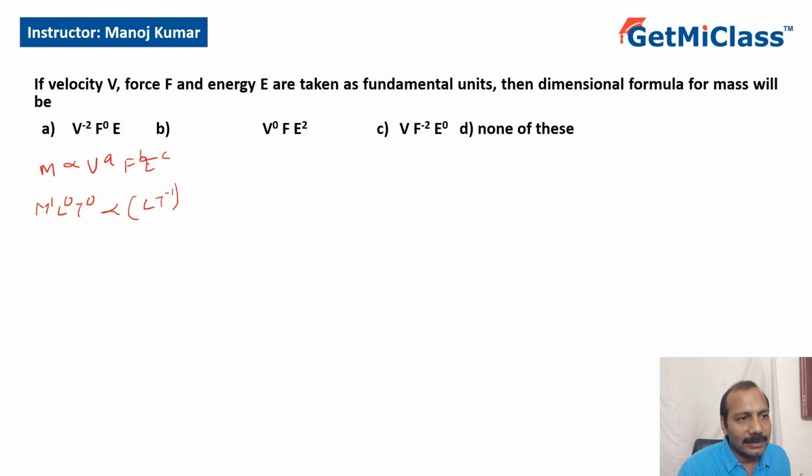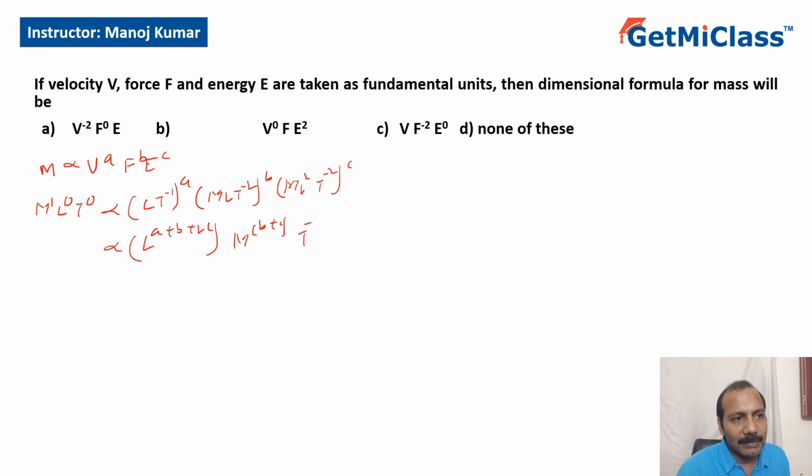This is proportional to (L T^-1)^a. Force is (M L T^-2)^b, and energy is (M L^2 T^-2)^c. Comparing coefficients, the power of M on the LHS is 1, or I'll write it each separately: L^(a+b+2c) into M^(b+c) into T^(-a-2b-2c). So let's compare the powers.